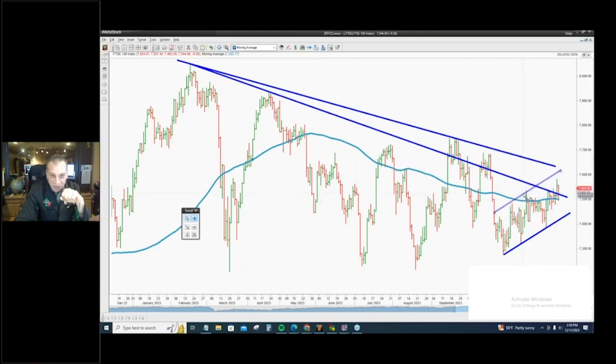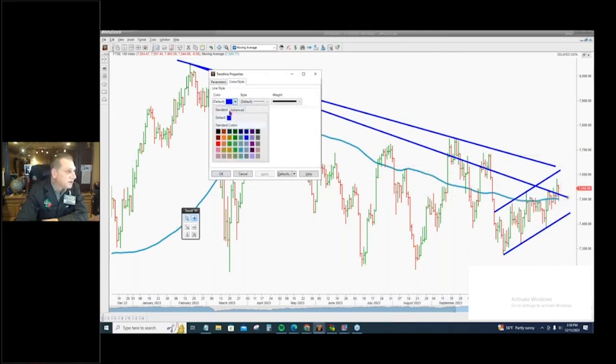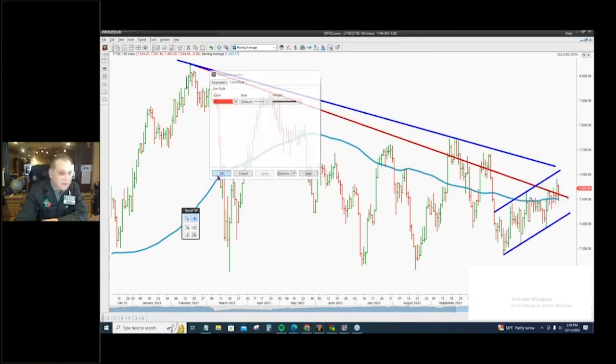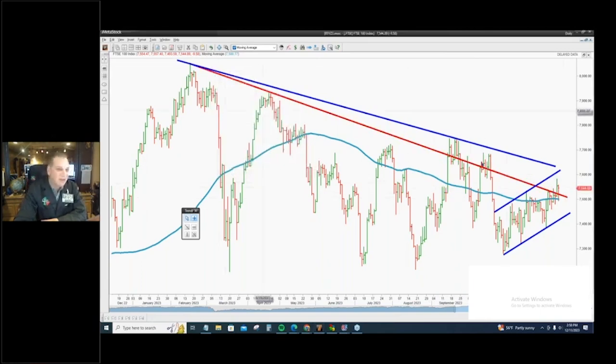So it's in a channel moving higher. I like that. I like the fact that it's above this average that's given it trouble many times. And I like the fact that it's above this first resistance. We'll make it red so you can see this resistance. I like that it's above that resistance, but I don't really like this market at all.